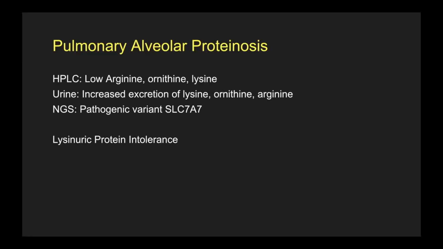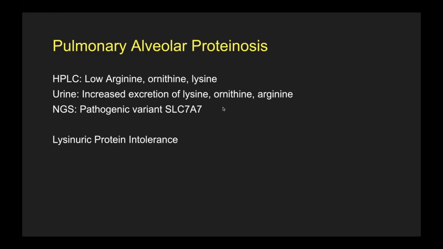Now, in this child, liquid chromatography was done, and it showed that there was low arginine, ornithine, and lysine. And the urine showed increased excretion of lysine, ornithine, and arginine. So this is a specific entity called lysinuric protein intolerance, in which the child is not able to tolerate a few amino acids: lysine, ornithine, and arginine.